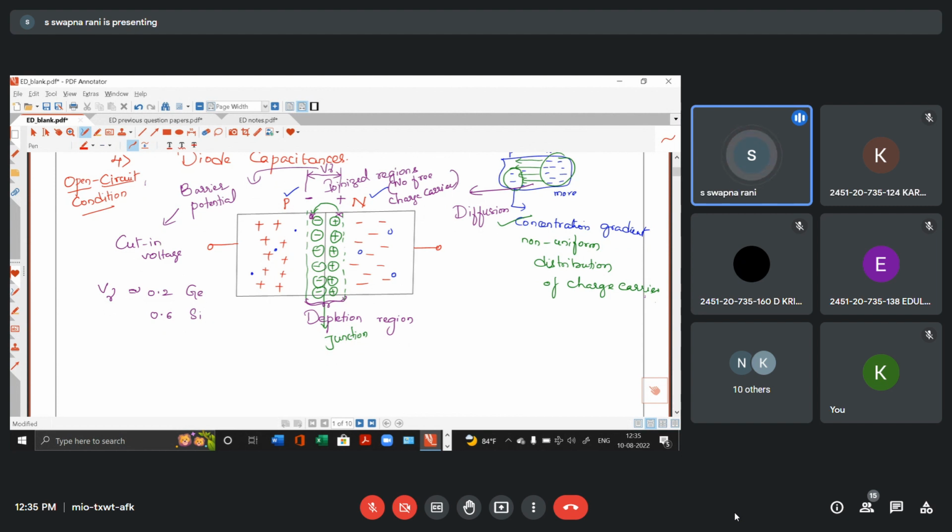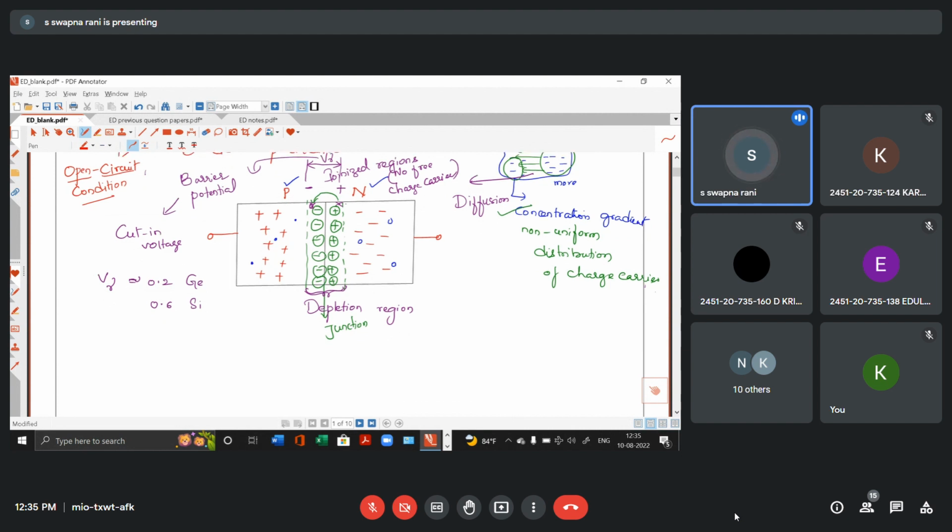Okay, so you may get a doubt: how long does this diffusion process continue? Suppose a few more electrons are trying to enter into the p type.